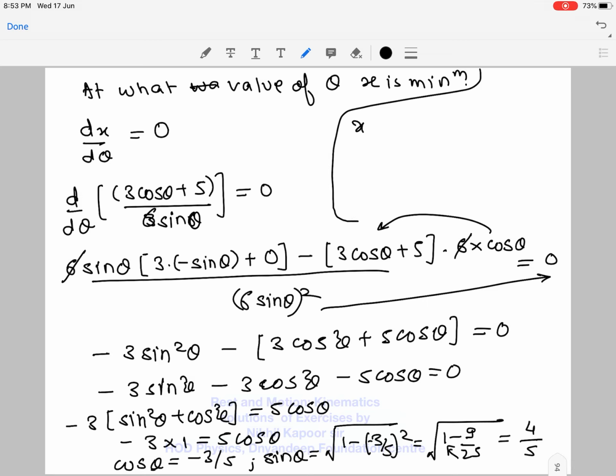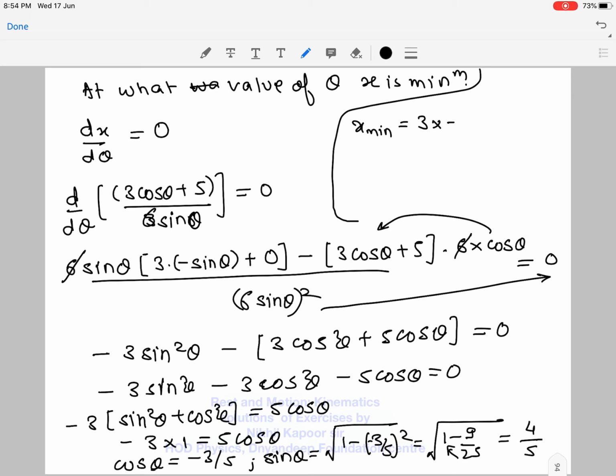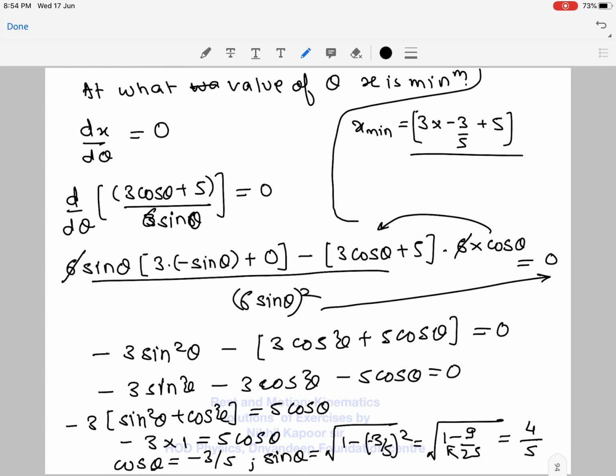So let's solve here. The minimum value of x we will get after substituting here 3 cos theta. So it is 3 into cos theta, which is minus 3 by 5, plus 5, upon 6 sin theta. So 6 and sin theta value is 4 upon 5. Now you will get it very easily. 3 3s are 9, and if you solve this, you will get the value of x, which is the minimum value. Or if you want, I can solve this.